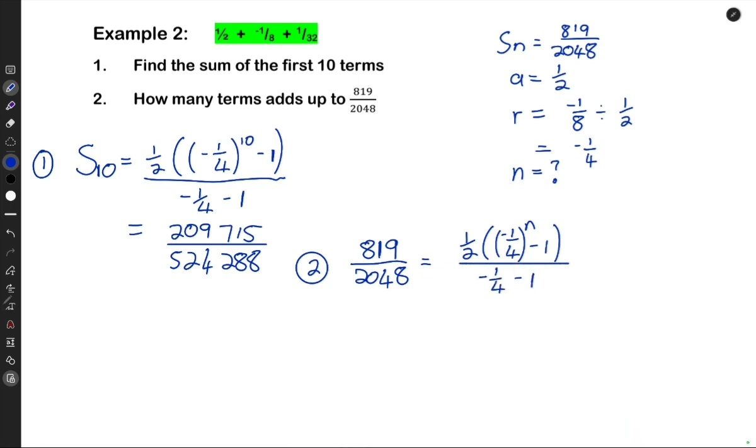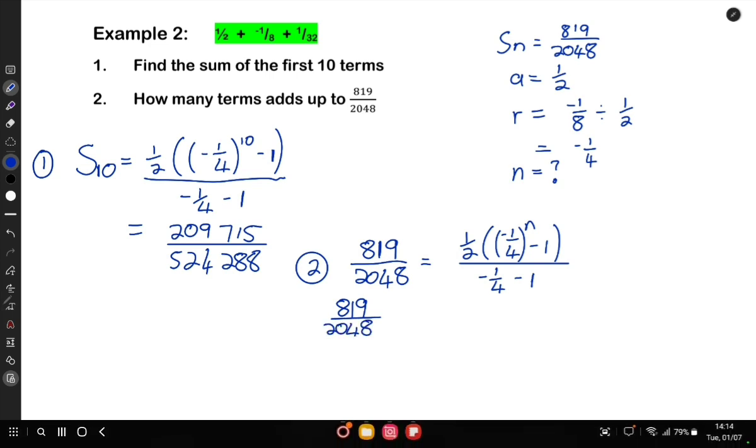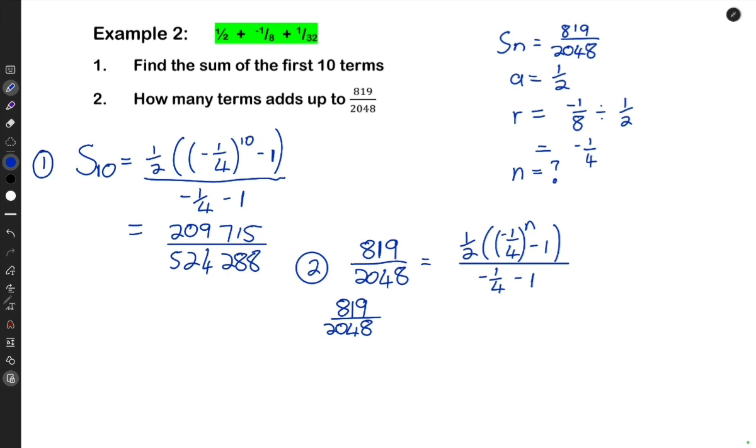Okay, so now this is going to test your algebra skills. So let's see how we would solve this question. The first thing I would do is add the denominator. So minus a quarter minus 1 would actually give me minus 5 over 4. So I'm going to say 819 over 2048. And because it's in the denominator to the right, I'm going to multiply to get it away. So I'm going to say multiply by minus 5 over 4.